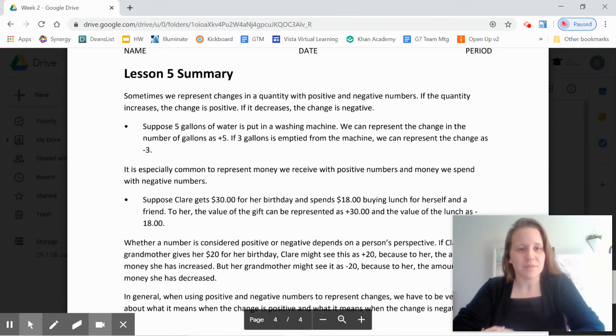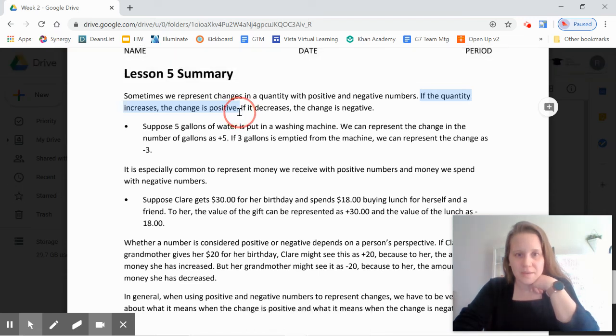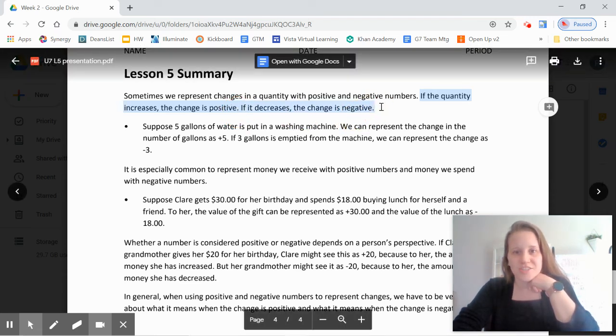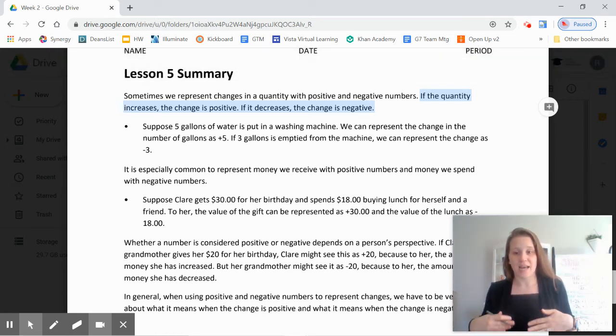Let's read. Sometimes we represent changes in a quantity with positive and negative numbers. We did that with money. We did it today with inventory. If the quantity increases, the change is positive. If it decreases, the change is negative. If the amount of money I have increases, I represent it with a positive number. If the amount of money I have decreases because I bought something, then the change is negative.